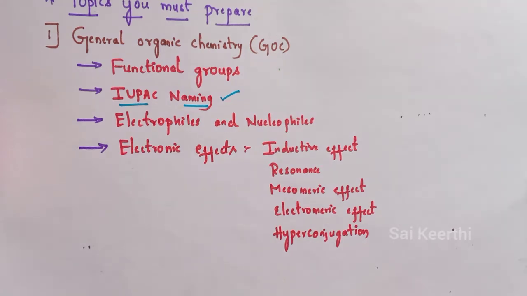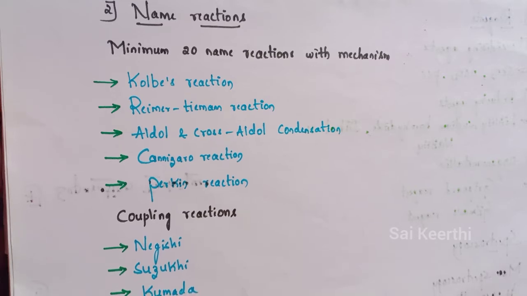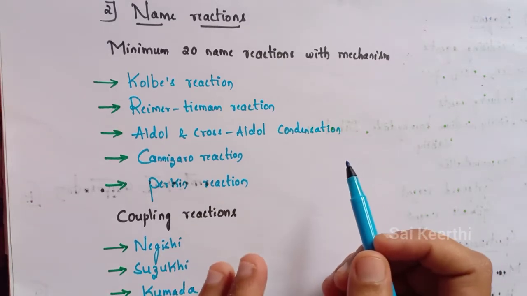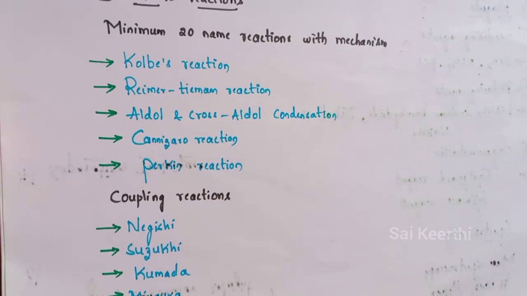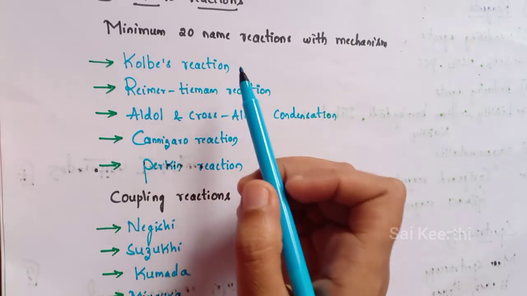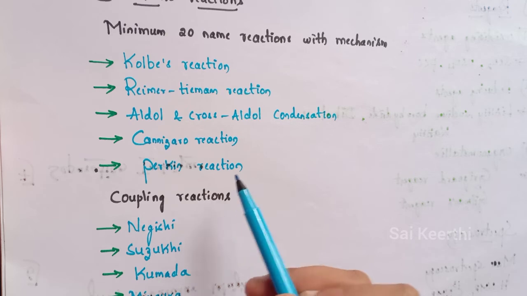If you are perfect in general organic chemistry and if your basics are good, then the rest of the things you can study easily. Now, the second important topic you must study is name reactions. Half of the question paper is full of name reactions only. Minimum you have to study 20 name reactions with mechanisms. That is minimum. So here I have mentioned some of the name reactions which are important, and you should be perfect with the mechanism too. That is Kolbe reaction, Reimer-Tiemann reaction, aldol and cross-aldol condensation, Cannizzaro reaction and Perkin reactions.